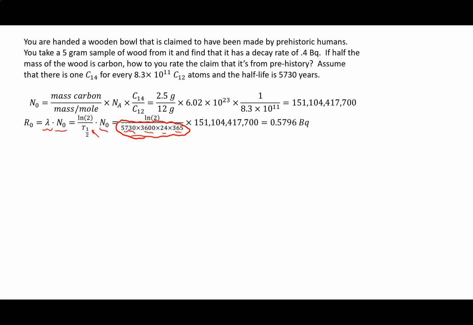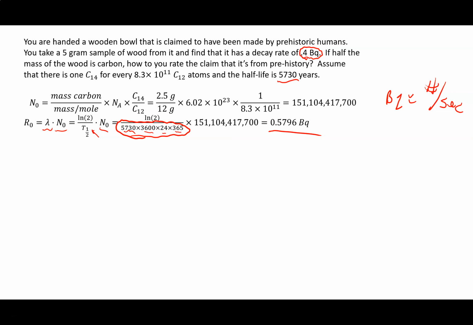The reason I'm doing that, instead of just taking 5730 years as the half-life, is because my problem gives me something in becquerels. I want to compare the maximum decay rate I have to what's given in the problem. And remember, a becquerel is decays per second, so I have to convert to seconds. If I crunch the numbers, I get 0.5796 becquerel. So when it first died, it had this decay rate, and I know the decay rate is going to decline over time as the amount of carbon-14 declines.